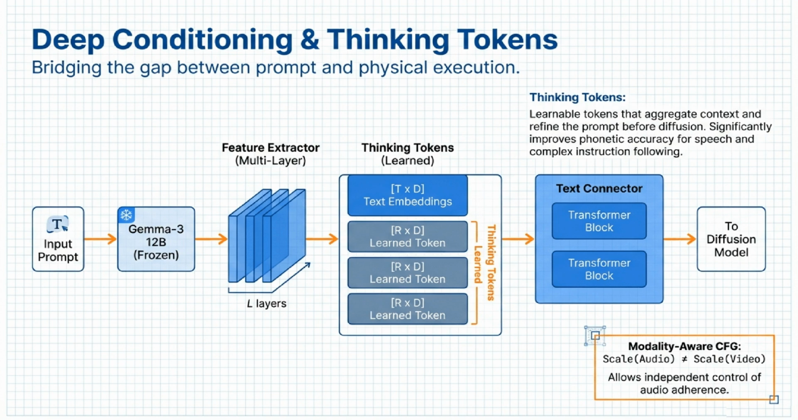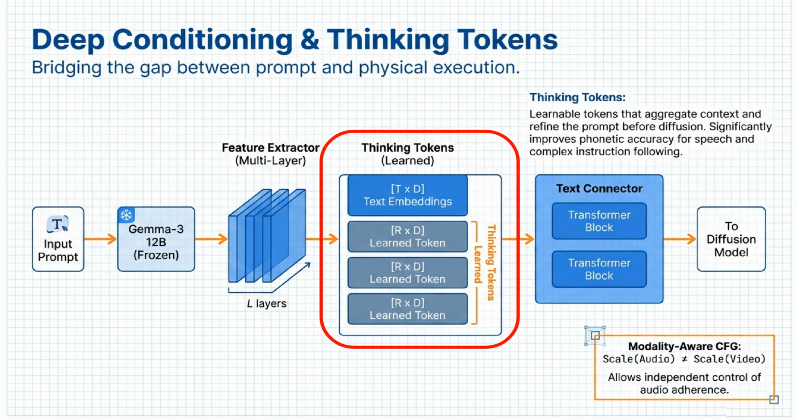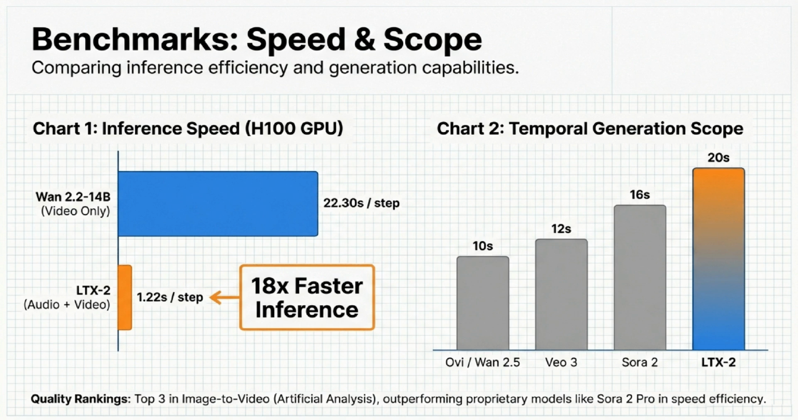To bridge the gap between user prompts and physical generation, the model introduces thinking tokens. After the frozen Gemma 3 encoder processes the prompt, it passes data to a set of learnable thinking tokens. These tokens aggregate context and refine the prompt before it hits the diffusion model. According to the paper, this significantly improves performance on complex instructions and phonetic accuracy for speech. They also implemented modality-aware CFG, allowing independent scaling of guidance for audio and video.